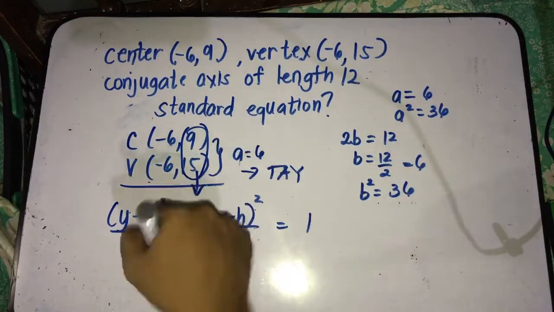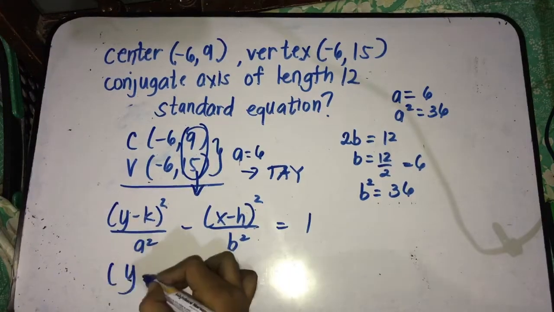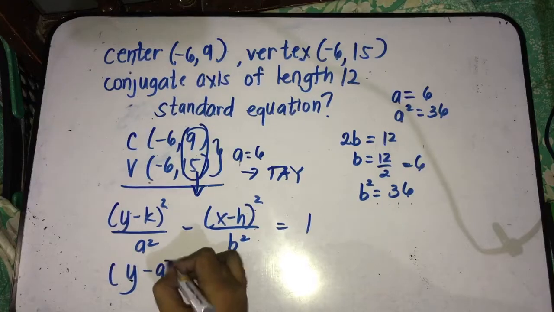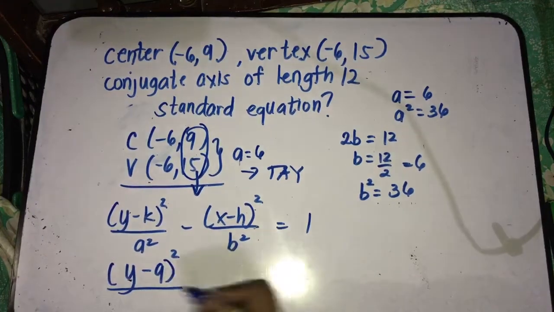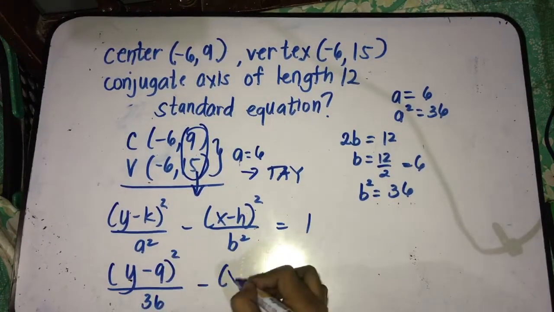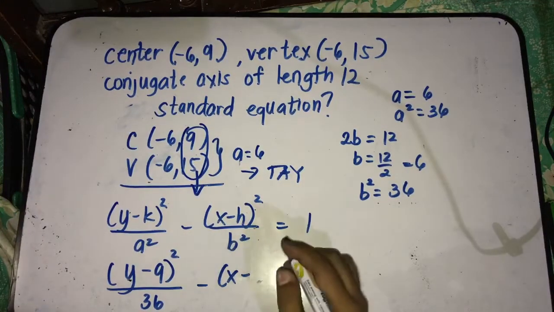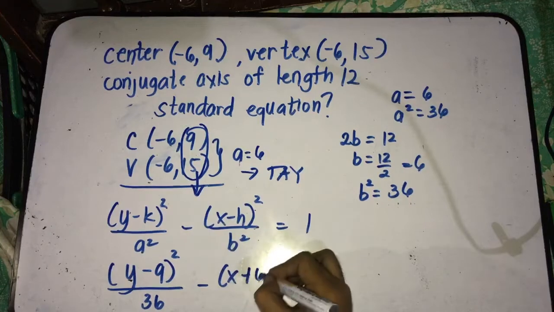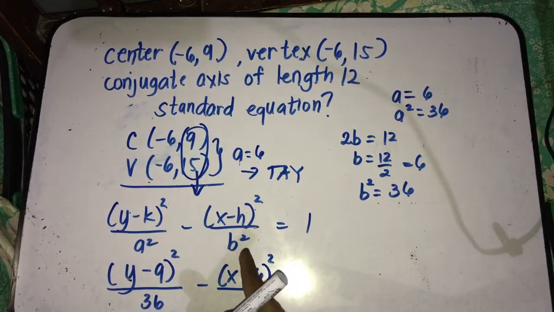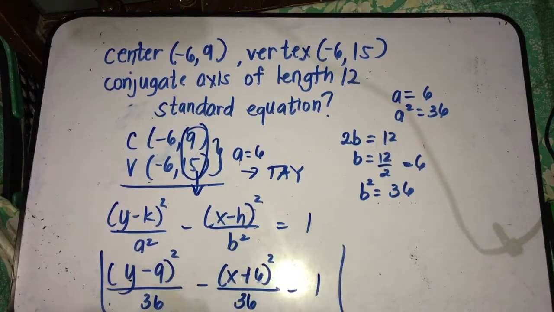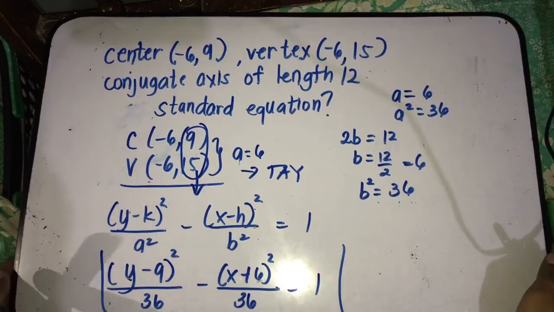Substituting the values in the equation, we will be having y, what is our k? Y minus 9 quantity squared over 36 minus x minus h. What is our h? So that is plus 6 quantity squared over, what is our b squared? 36 is equal to 1. So this is the equation. So this is the correct answer.